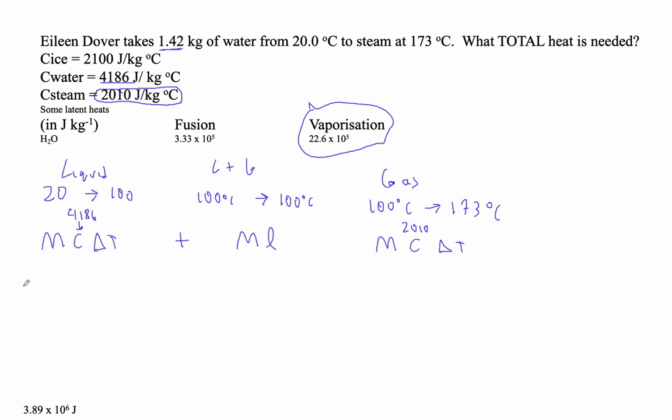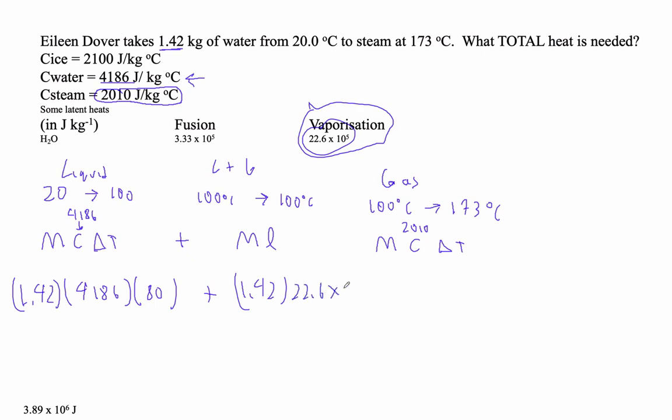Okay, so we're going to just type this in. So 1.42. It's liquid water, so we're going to use this guy, right? So 4186. Our change in temperature is 20 to 100 is 80. All right, then we're going to go 1.42, and we're going to vaporize it, so we use that guy. I know it's 2.26 times 10 to the 6th, but that's the nice thing. It's nice to put them with the same exponent, right?